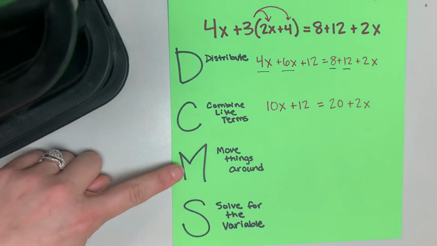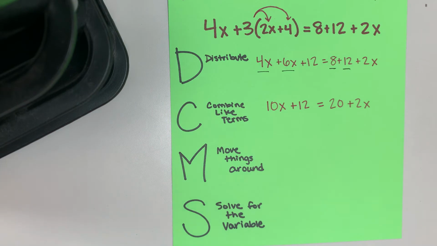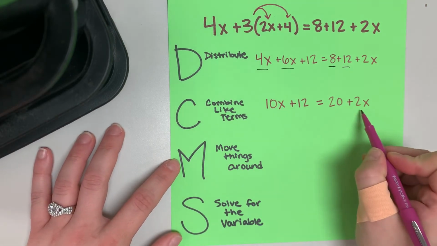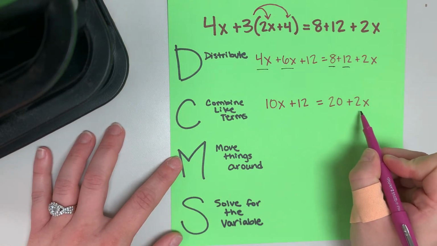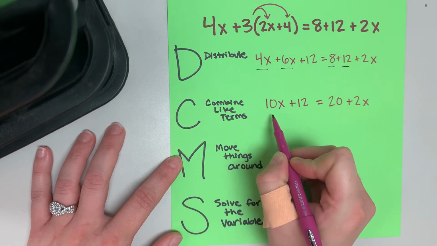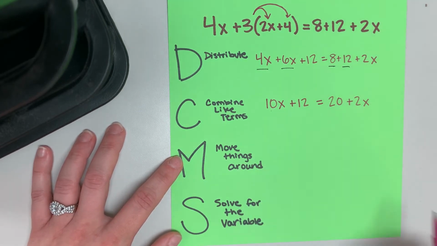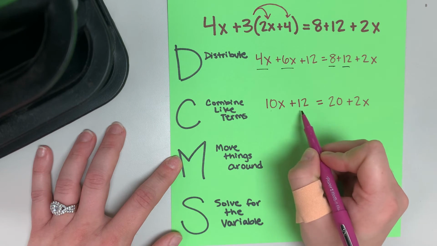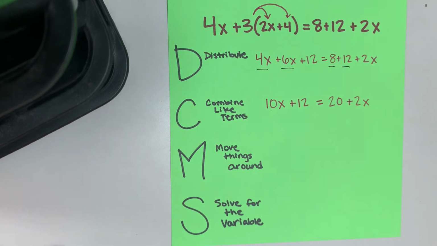Now, the next step is to move things around. We want our variables on one side, our constants on the other side. So I'm going to take this 2x, and I'm going to do the inverse operation to get it over here on the left with this 10x. Then, I need to take this 12 and move it to go over here with the 20. But you can't just move things around by shuffling. You have to follow inverse operation. When you're moving things around, the only thing that you can do is add or subtract.